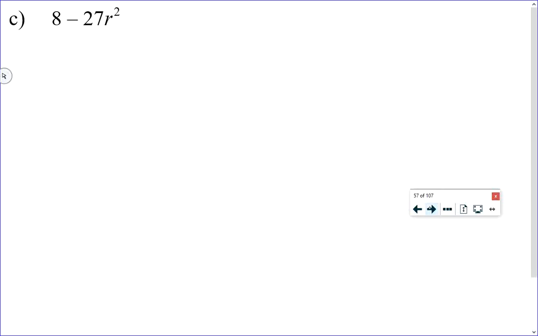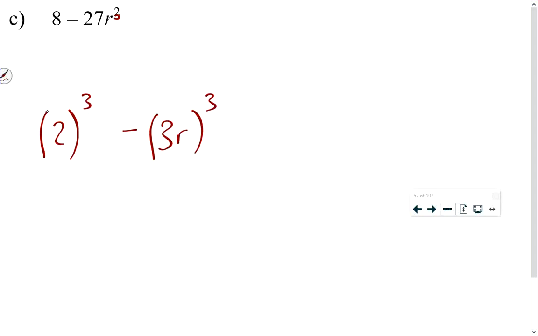So 8 minus 27r cubed. Well, 8 is a perfect cube. 8 is 2 cubed. And 27r, oh, wait a minute. Does yours say R? Yours says R cubed, I hope. I got to fix that in my handout or in my file. So this is the cube of 3R. So I just want to confirm. Yours says R cubed. Okay.